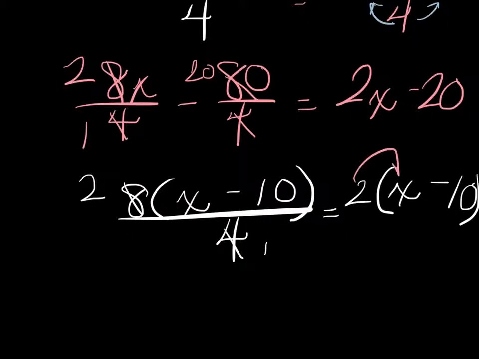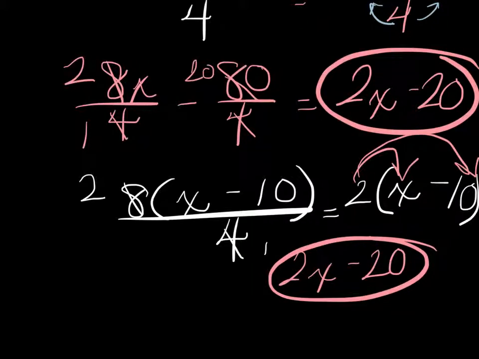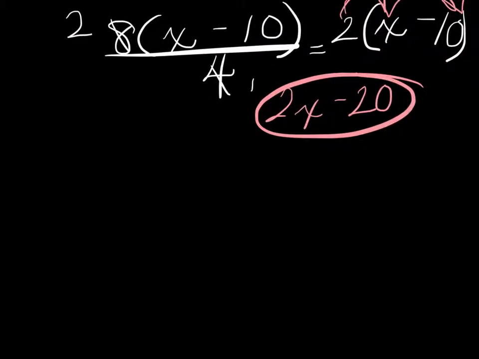Distribute. You're just distributing in a different place. That's the only thing that's changed. I divided first this time instead of multiplying. So I have 2x minus 2 times 10 is 20. The same answer. Either way you get the same answer. For this particular question, the correct answer would be, this is number 2. The answer is 2x minus 10.